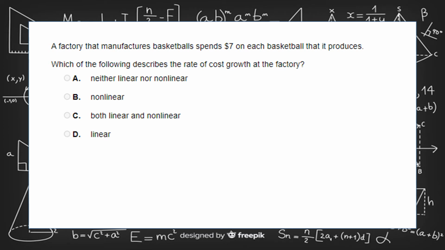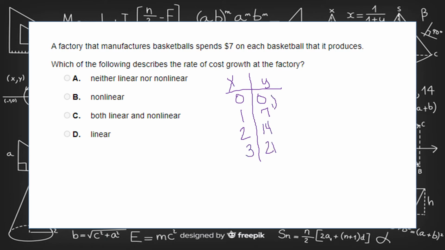A factory that manufactures basketballs spends $7 on each basketball that it produces. Which of the following describes the rate of cost growth at the factory? For every single basketball, they spend the same amount. If I wanted to draw a table, you don't have to do this once you figure out what's going on. But for 0 basketballs, they spend $0. If they bought one basketball, it would be $7. If they bought 2 basketballs, it would be $14. 3 would be $21.